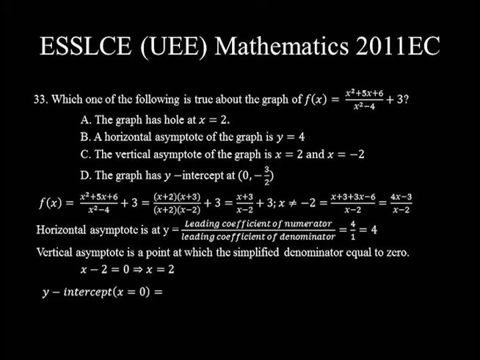Choice D: the graph has y-intercept at (0, negative 3 over 2). The y-intercept, where x is equal to 0, we just plug 0 into x. That is 4 times 0 minus 3, divided by 0 minus 2. 4 times 0 is 0, minus 3, divided by negative 2. Negative 3 divided by negative 2 is positive 3 over 2. So the y-intercept is at (0, 3 over 2). Again, choice D is not true. So the correct answer is choice B.